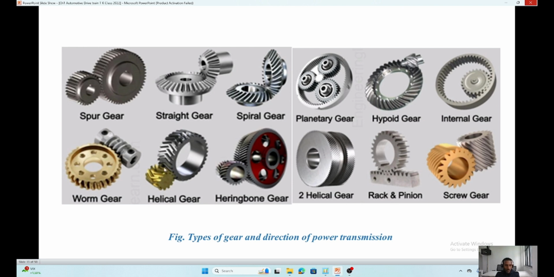Most of the time, these double helical gears are applicable in machinery to transmit very high torque. Also in the steering system and differential, we use screw gears. Also, rack and pinion is used in the steering system.